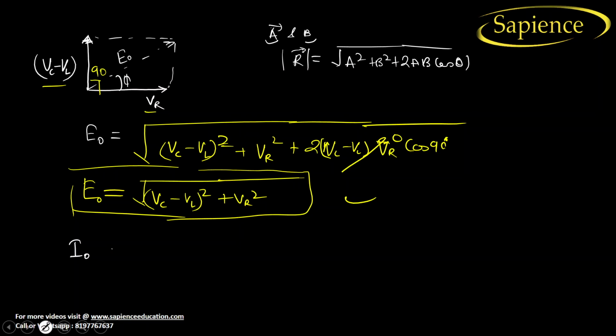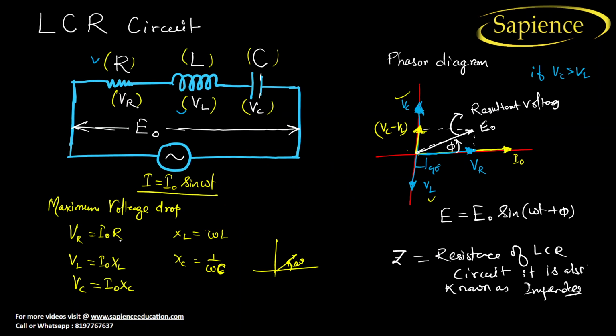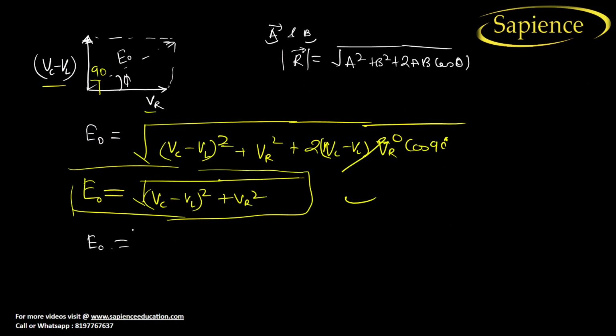Now, before writing this, let us write here and put the value. From here, E naught is equal to root under VC minus VL whole square plus VR whole square. What is the value of VC? Just now we have done VC is equal to I naught into XC, VL is equal to I naught into XL, VR is equal to I naught into R. So we will put each and every value. When we put each and every value here, what are we getting?